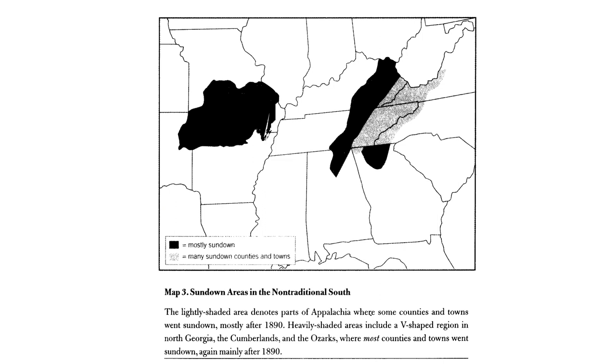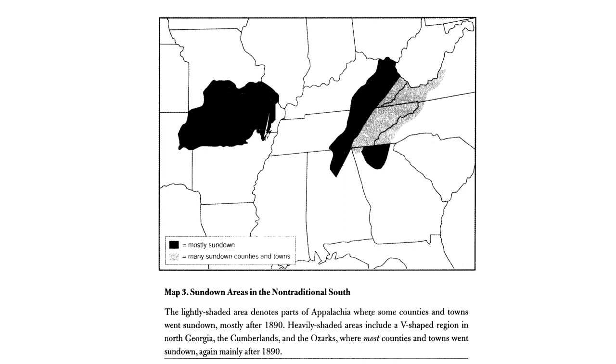Now, if we were actually in a classroom together, and I were to ask people, where do you think these sundown towns were most likely to be found? What states? Most often, the responses that I get almost immediately are Mississippi or Alabama or Louisiana, the Deep South. And that is not correct. Actually, there were very rarely, if any, sundown towns in the Deep South. Instead, they were in what's known as the Upper South.